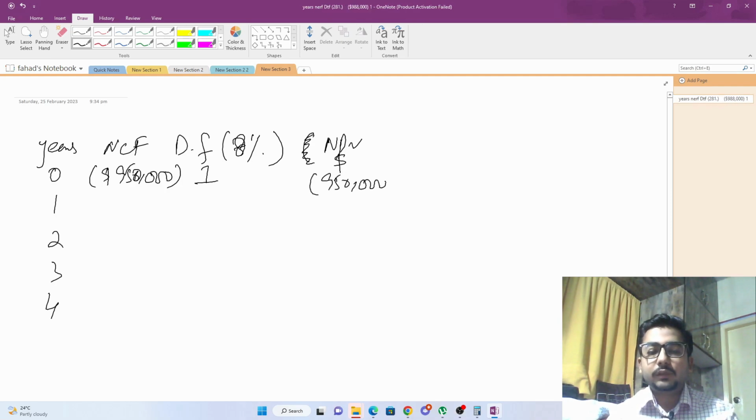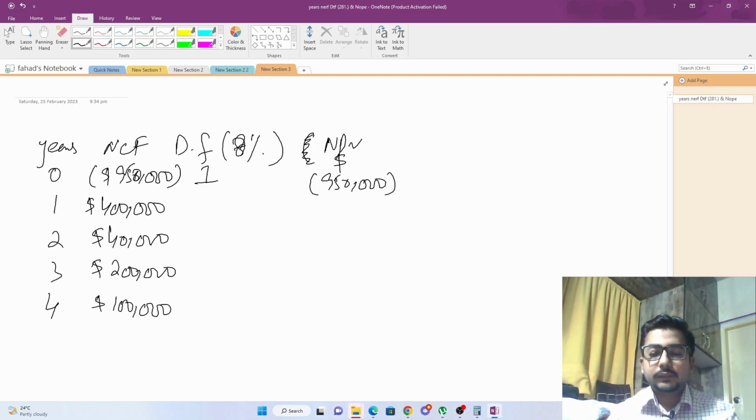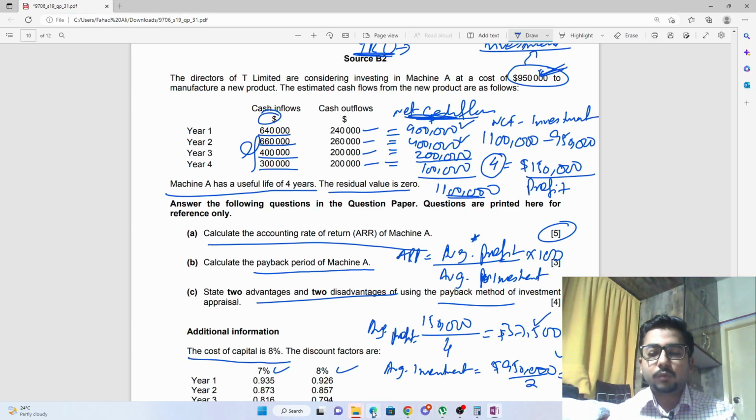So 9,50,000. In the first year we got $4 lakh. I have told you again and again, so I remember. $4 lakh again in the second year. In the third year we got $2 lakh, and in the last year we got a net cash flow of $1 lakh. The discount factors are given in the question, so just copying it down.